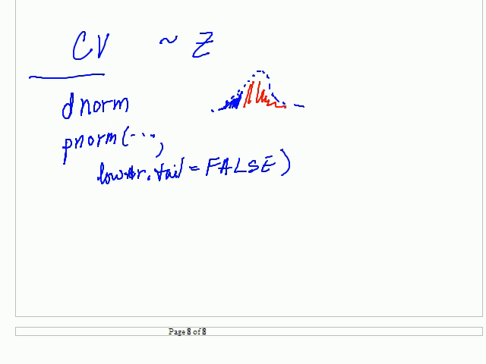If we leave that off, we get the area to the left that's under the curve. Right. So for dnorm, we're specifying these Z or X values, and the program is returning the points along the curve. Okay. For pnorm, we're specifying again a Z value, and we're getting the area to the right or to the left of that Z value, the area under the curve, which is the probability.